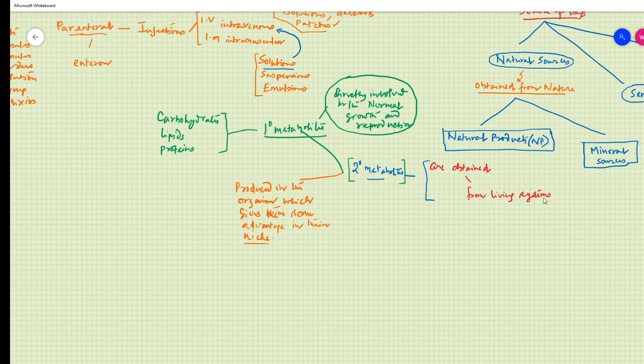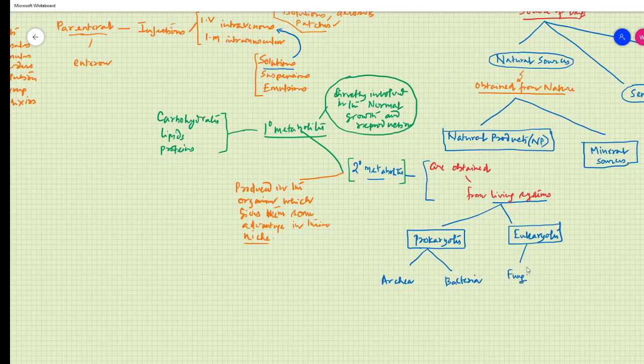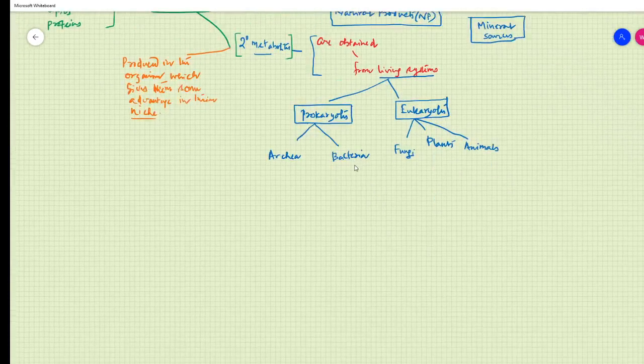So we said they are obtained from living systems. What are the living systems? The living systems could be classified as prokaryotes. Prokaryotes don't have a well-defined nucleus. Or they can be eukaryotes, which have a well-defined nucleus. Examples of prokaryotes would be archaea and bacteria. And eukaryotes can be fungi, plants, or animals.